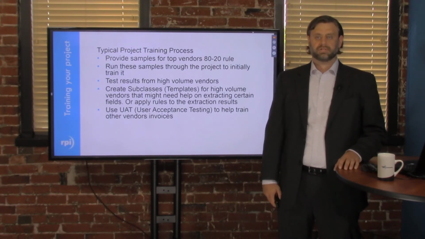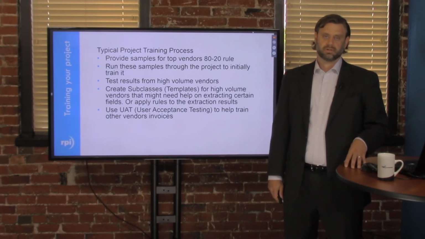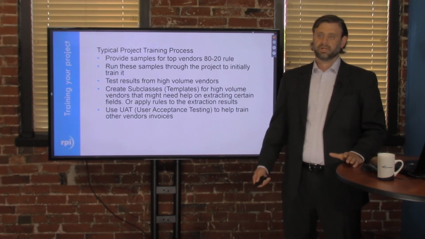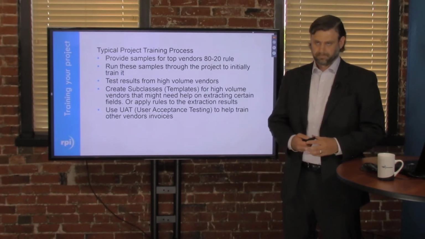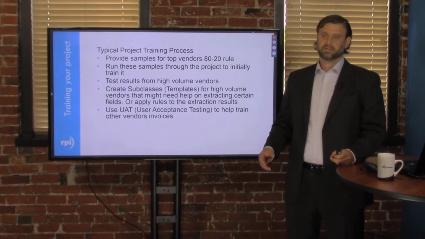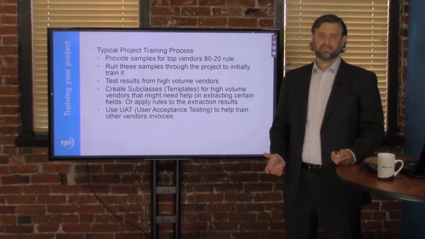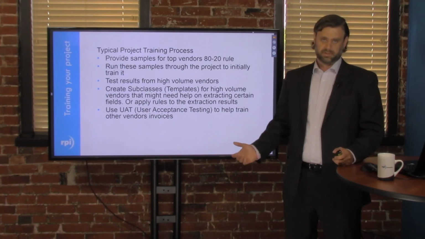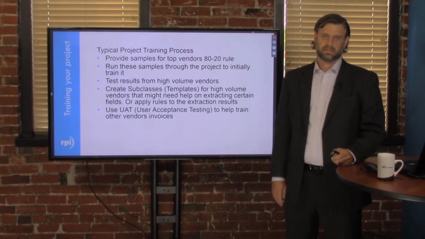At that point, we'll typically turn the solution over to the customer for user acceptance testing. And at that point, that's when they're really going to start training the system. So any of the smaller vendors that we didn't bring invoice samples in for, when Kofax sees it for the first time, it may need to be trained, and that usually happens during UAT to build up that knowledge base within the project.